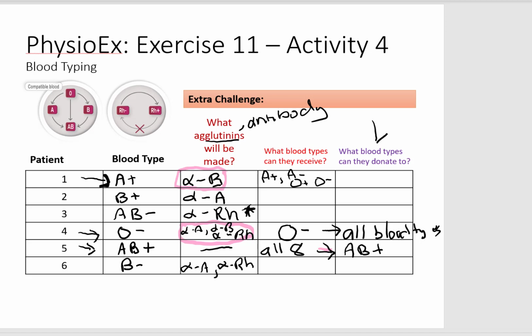Now, if you are AB positive, I am not saying you really are a greedy person. I am just making a joke. Don't take it personally. It's just me having fun.